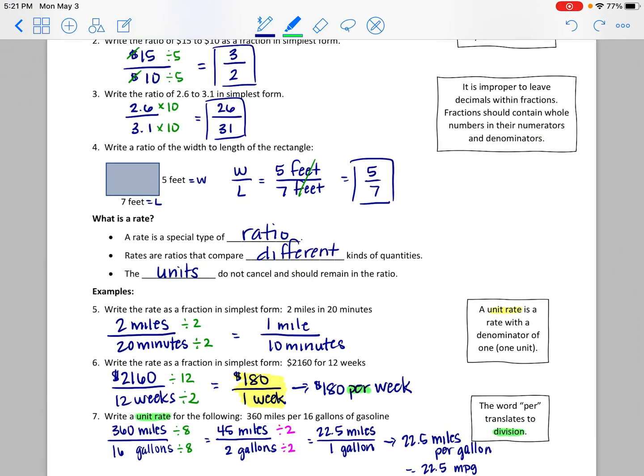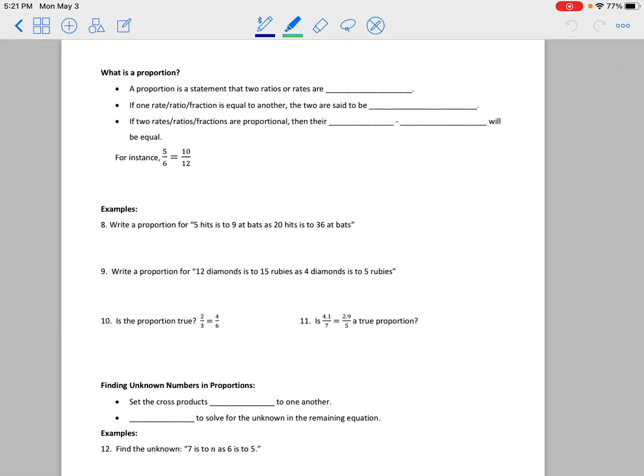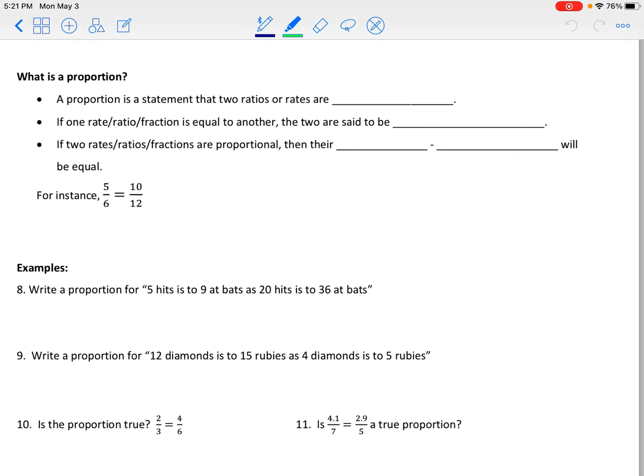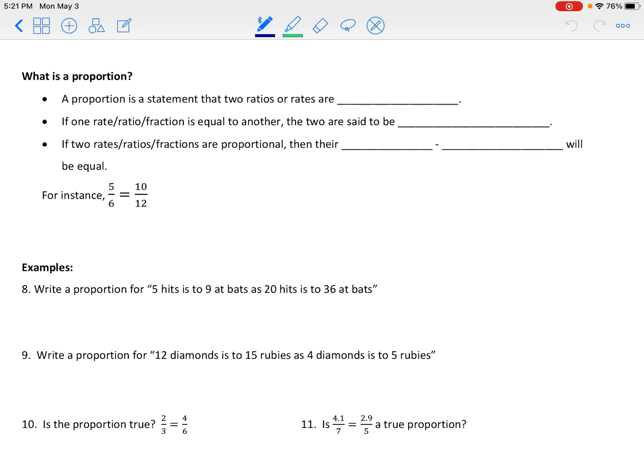Okay, so we have ratios, which are just fractions. We have rates, which are fractions that compare different quantities. That's what we just saw. And then we have proportions. So a proportion is a statement that two ratios or rates are equal. So that means we have two fractions that are going to be equal. So if one rate or ratio or fraction is equal to another, then it is said that the two are proportional. So if you have a fraction equal to another, the two fractions are proportional. Or a ratio equal to another, the two ratios are proportional.